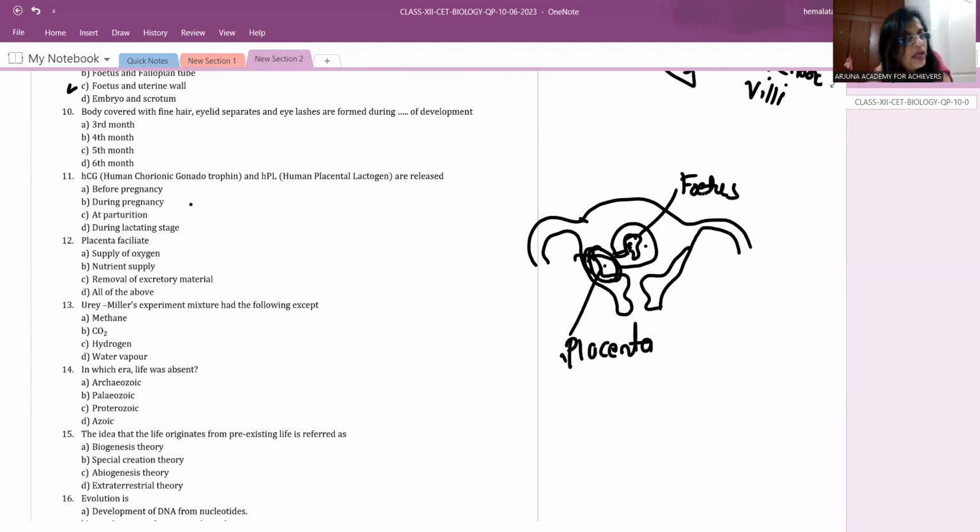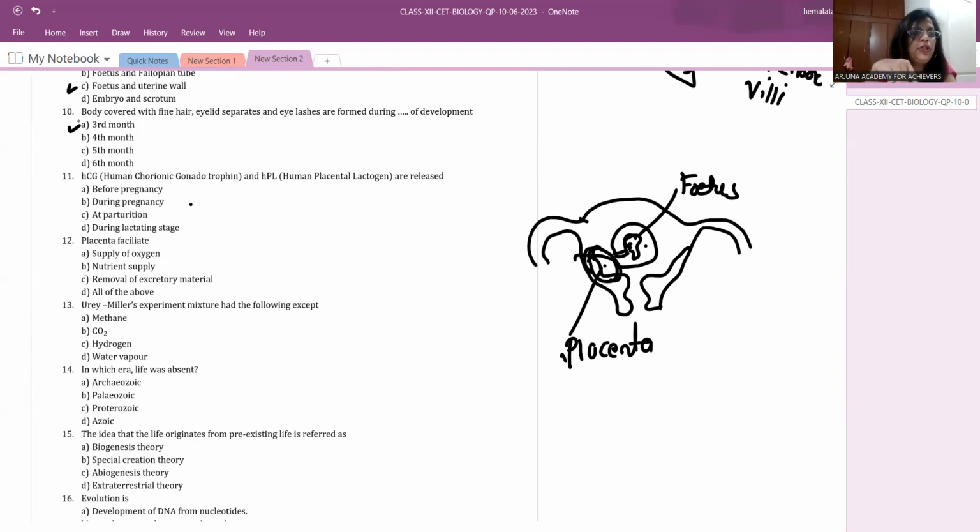Tenth question: the body covered with fine hairs, eyelids separating, and eyelashes forming happen during what stage of development? Mainly eyelid separation you observe, because fine hairs are found at six months also. Eyelid separation and eyelashes begin to form in the third month. So the answer can be the third month of pregnancy. In the third month, the eyelids and eyelashes are developed in the fetus.